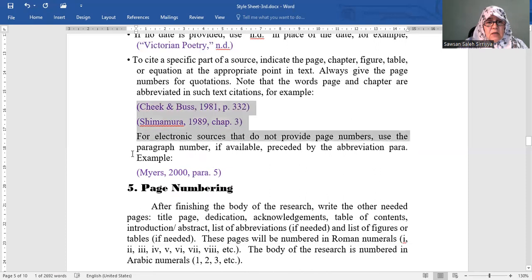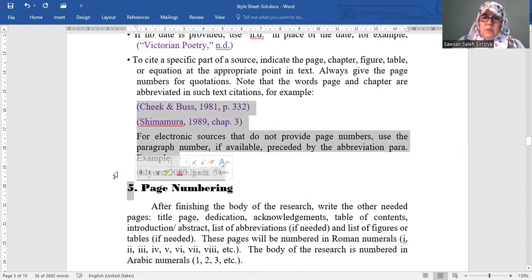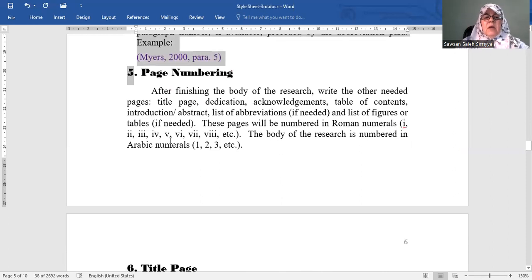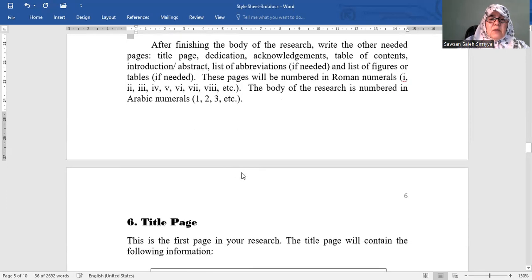These are from electronic sources. As for books or journals, they are provided. Now we come to the page numbering. After finishing the body of the research, write the other needed pages: the title page, dedication, acknowledgements, table of contents, tables if needed. These pages will be numbered in Roman numerals. The body of the research is numbered in Arabic numerals.